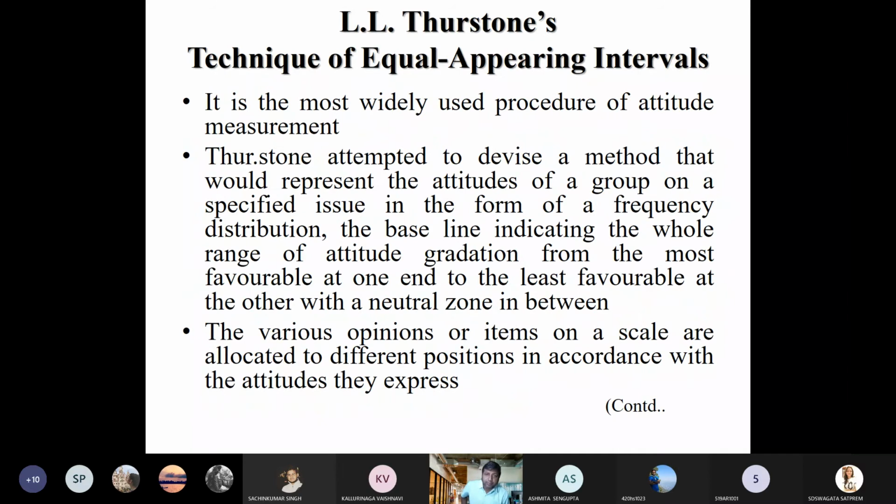Then there is Thurstone's technique of equal appearing intervals. This is another technique. It is the most widely used procedure of attitude measurement. If you are doing attitude measurement, how do you do the measurement? The various opinions and items on the scale are allocated to different positions in accordance with the attitude they express. If you are measuring attitude, then we can use Thurstone's technique of attitudinal measurement.